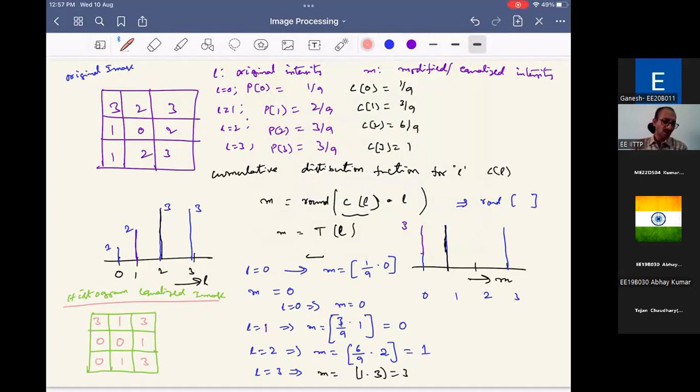So this is supposed to be a better contrast image than this. Here we can visualize much more clearly the uniform distribution nature of this compared to here. In small examples, it is very difficult to see, but when there are a large number of pixels, you can see that the distribution gets more or less uniform, or spread uniformly across different bins.